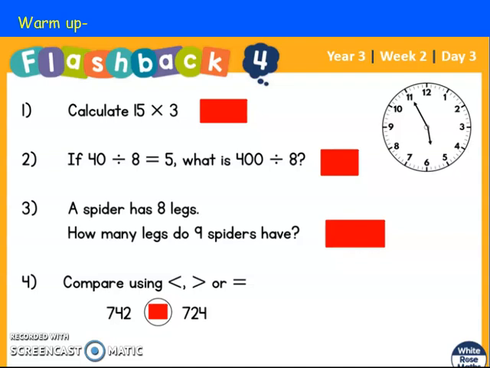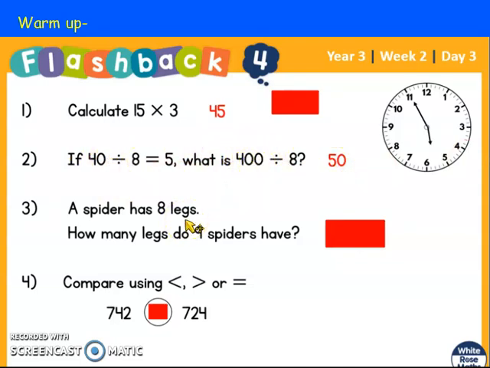Well done everybody, thank you for giving that a good try. If you have a blue pen, get that ready so that we can go through and mark your answers. If not, just use your pencil. So calculate 15 times 3, that equals 45. If 40 divided by 8 equals 5, what does 400 divided by 8 equal? It equals 50.